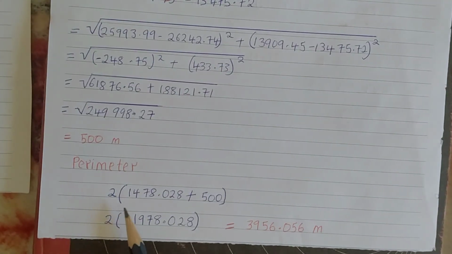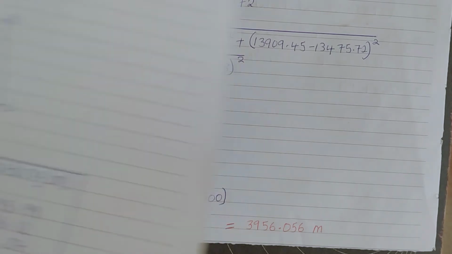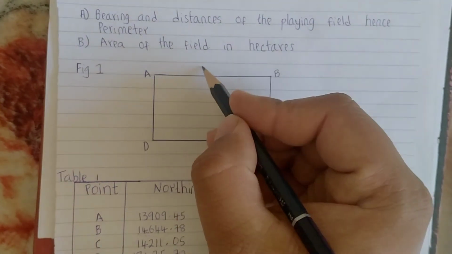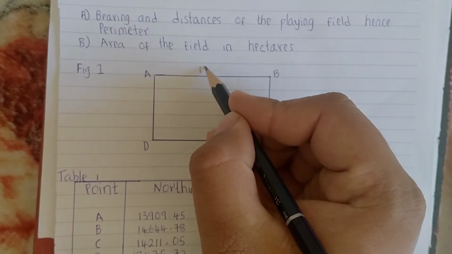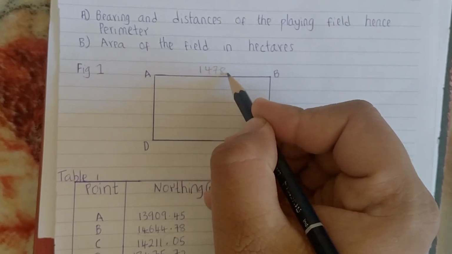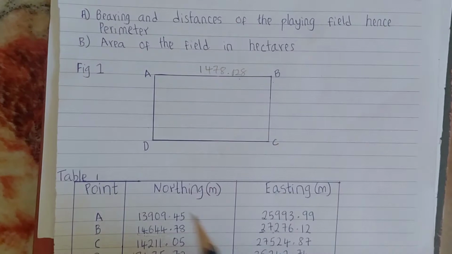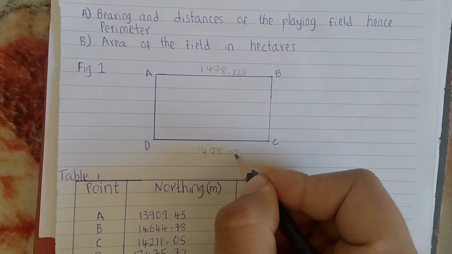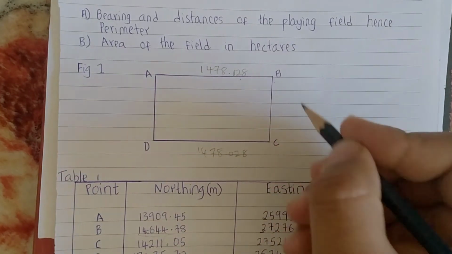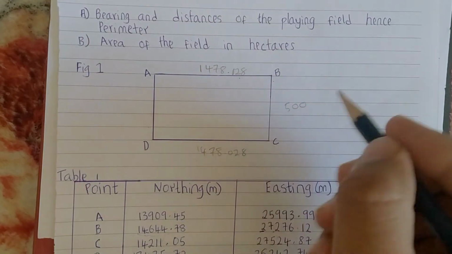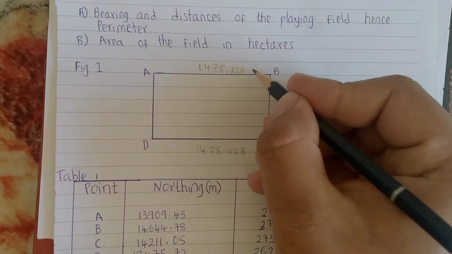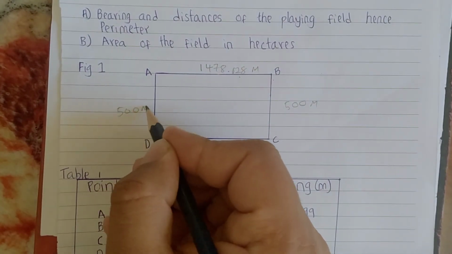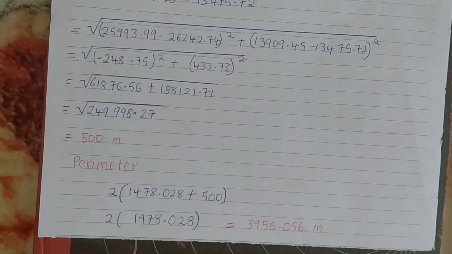you'll take 2 times, because you can see that this is our playing field. So here we got our answer as line AB 1478.028. Also line DC we got as 1478.028. Line BC we got as 500. All the distances are in meters. And also here we got 500 meters, line DA. So I've done my perimeter.